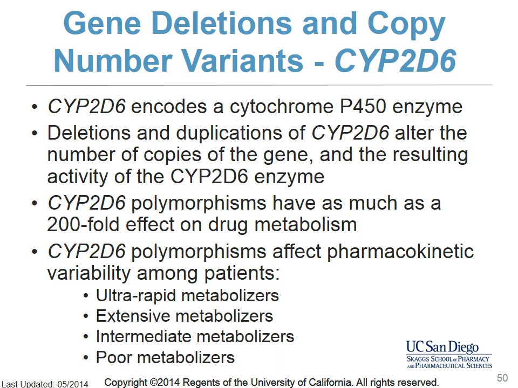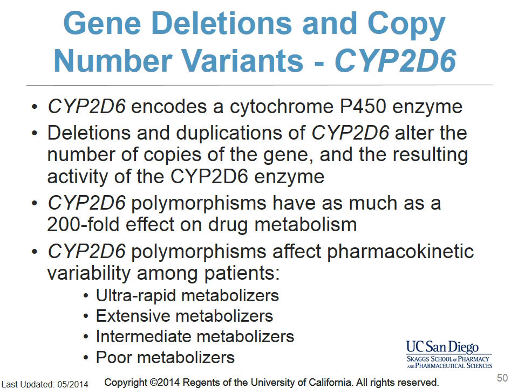Our last 2 polymorphism types are gene deletions and copy number variants. These both affect the gene CYP2D6, which encodes yet another cytochrome P450 enzyme. Deletions and duplications of the CYP2D6 gene alter the number of copies of the gene, and thus, in turn, affect the activity of the CYP2D6 enzyme. These polymorphisms have as much as a 200-fold effect on drug metabolism.